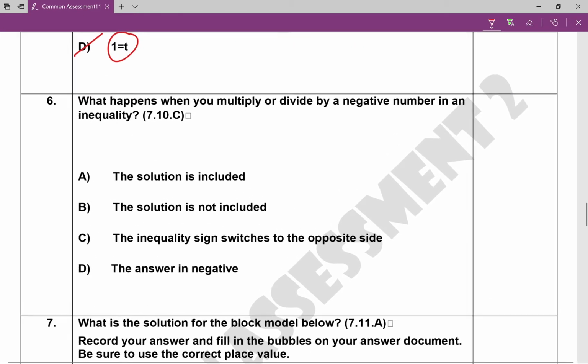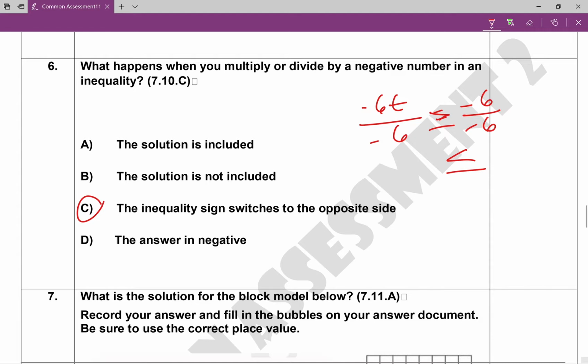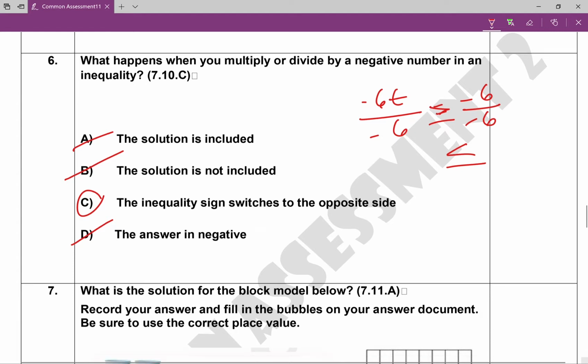Number 6, what happens when you multiply or divide by a negative number? You flip the sign to the opposite side. Some of you picked that one, which is not it. That has nothing to do with that. I was talking, and I mentioned this, I don't know how many times in the classroom. When you multiply or divide by a negative number, you have to flip the sign.